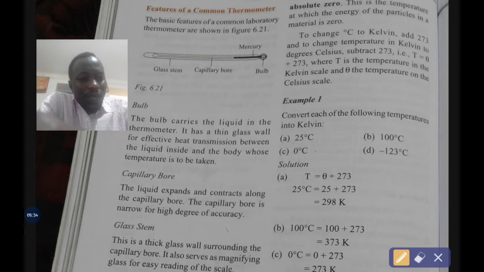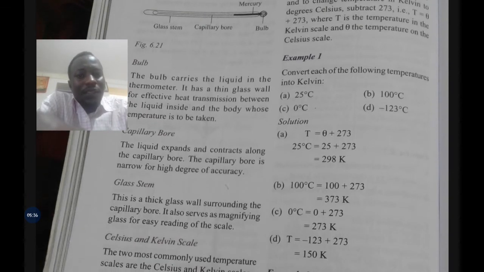Then the next one is the glass stem. The glass stem is what we see on the outside of the thermometer. Now this glass stem does 2 roles. Number 1, it acts as a magnifier. It enables us to see the scale properly or clearly in a magnified way. And then also it protects the mercury inside. So it is transparent, we can see through it. It is a magnifier, therefore it can also make the scale appear a bit bigger.